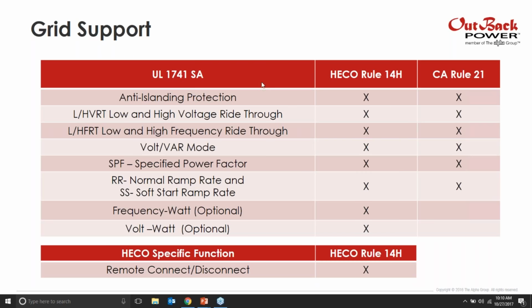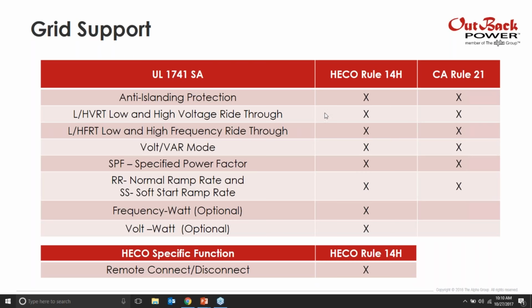And like I mentioned earlier, I go more in depth about what these functions do and how they work in my other webinar. So you can just go to outbackpower.com or our YouTube channel, Outback Power, if you want to know what these do. So Hawaii requires frequency watt and volt watt, where California doesn't. They don't need that functionality, or they haven't required it yet.